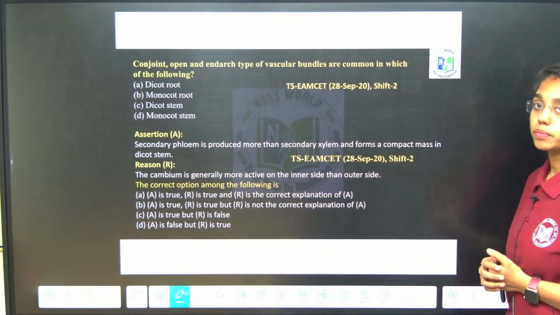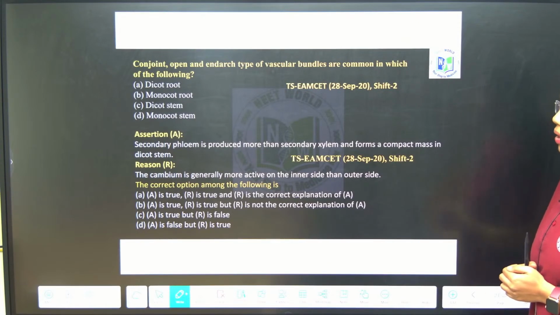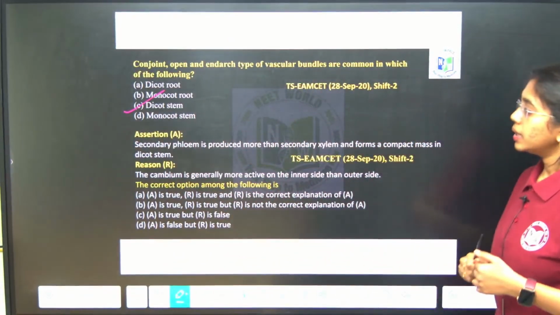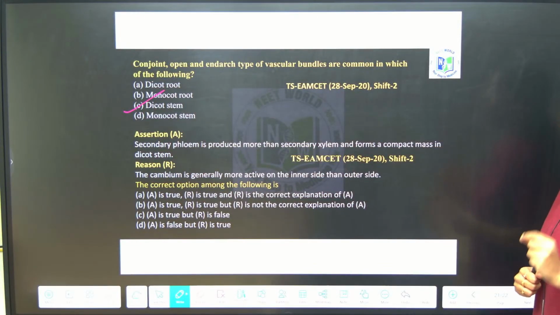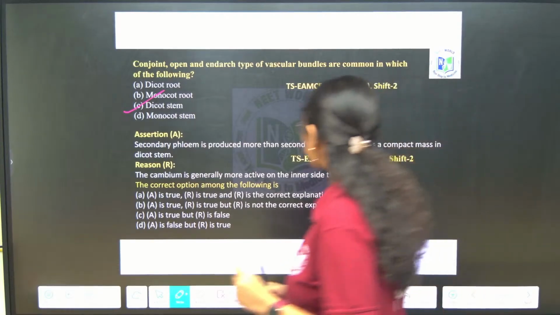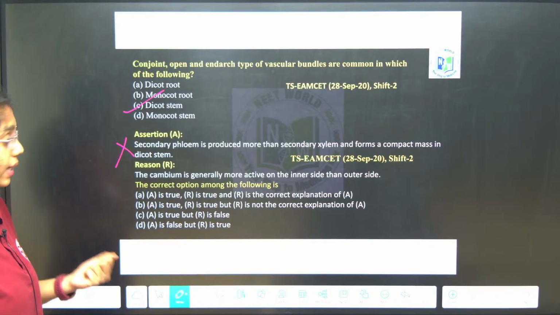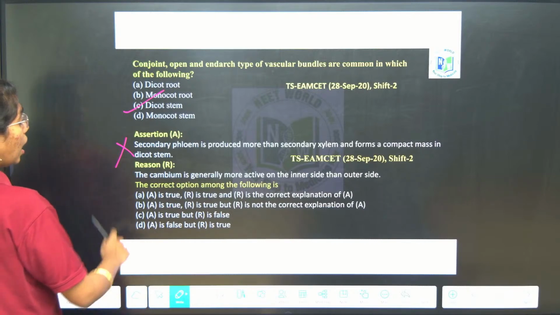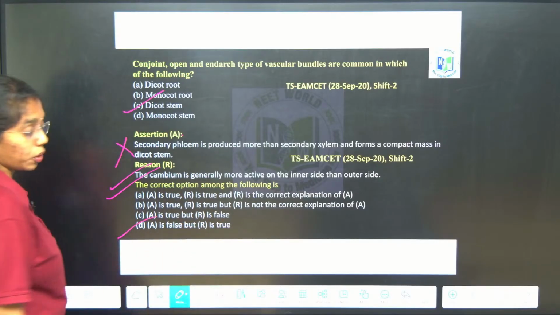Next, conjoint, open and endarch type of vascular bundles. You will see these are common in dicot stem. Next, assertion reason type of question. Secondary phloem is produced more than secondary xylem and this forms a compact mass in dicot stem. Wrong, because always it is secondary xylem that is produced more than the secondary phloem. The cambium is generally more active on the inner side than on the outer side. True, but here the assertion is wrong and reason is true. So, here we will go with option D.